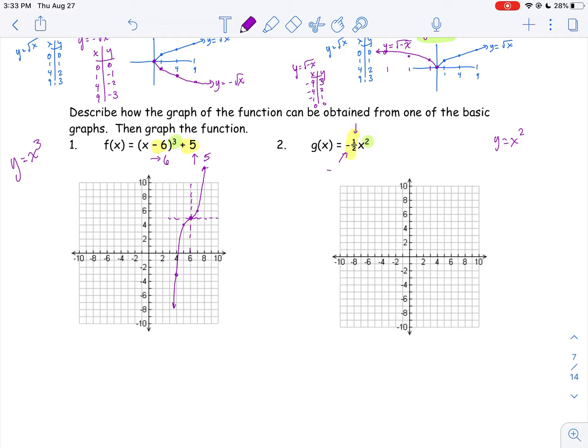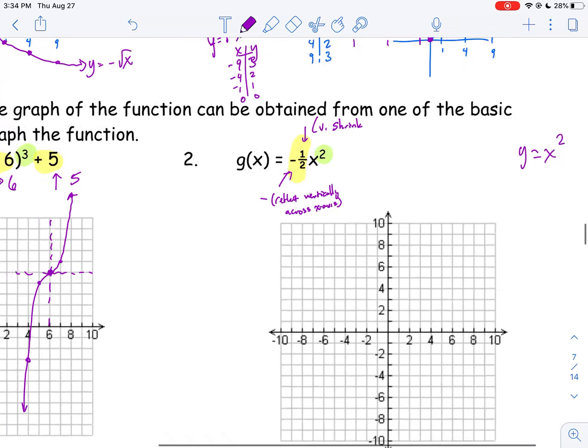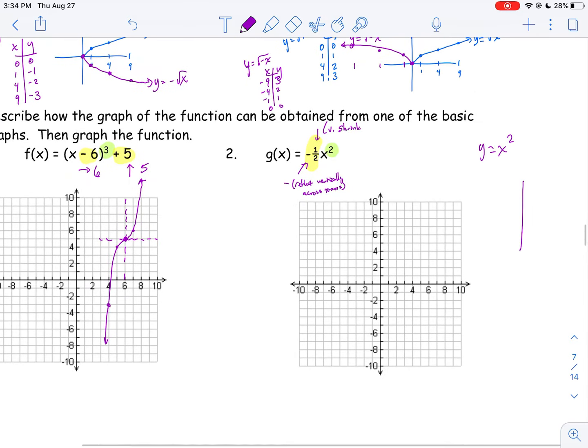So 1/2 is between 0 and 1. So this is going to be a vertical shrink of a half. And this negative is going to reflect vertically across the x-axis. So here we go. Normally, a parabola looks like this.